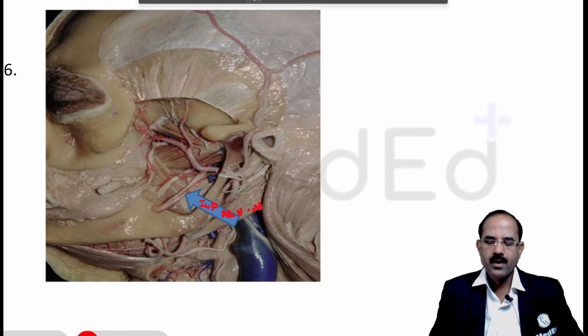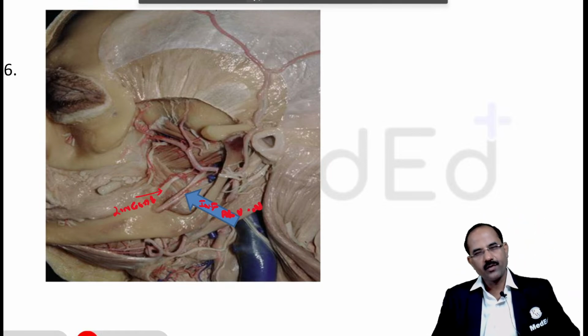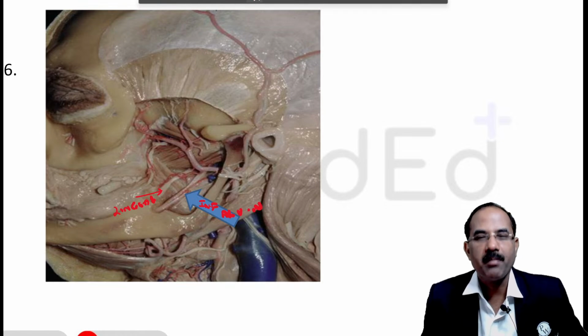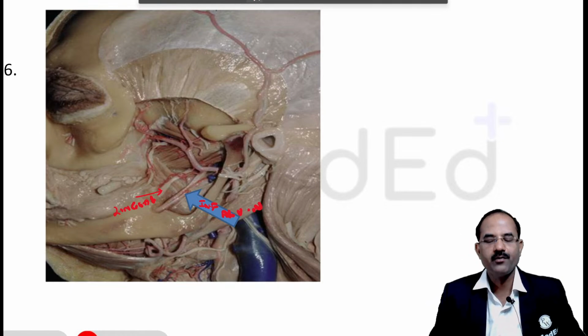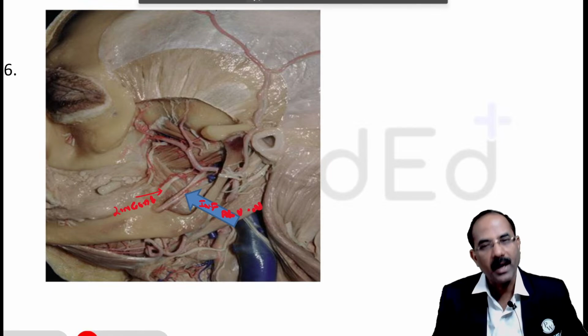What is this nerve, students? That's the lingual nerve. Just remember that: inferior alveolar nerve and the lingual nerve. Both are branches of the mandibular nerve.